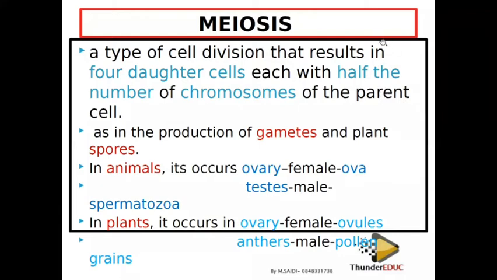The first thing that you need to know about meiosis is you need to be able to define what meiosis is. Meiosis is a type of cell division that results in 4 daughter cells, each with half the number of chromosomes of the parent cell.